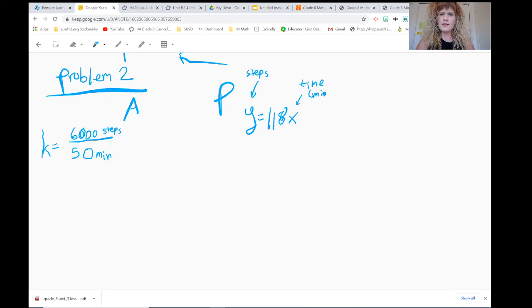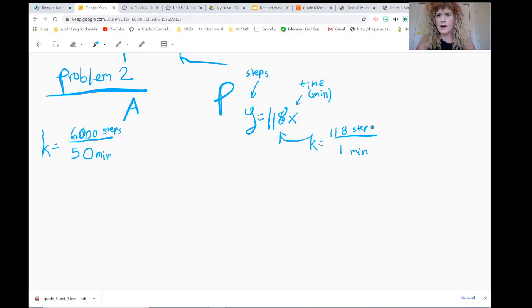Make sure you have this clearly shown in your notes. I want to see that you understand these parts of the problems. Now, this is the equation she gave us, and it has the constant of proportionality right there. That means that Priya walks 118 steps per 1 minute. That's what that rate means. Make sure you write this down in your notes. 118, it means something.